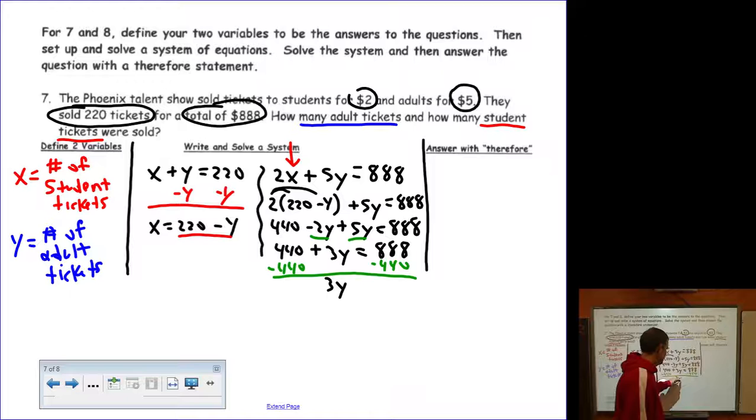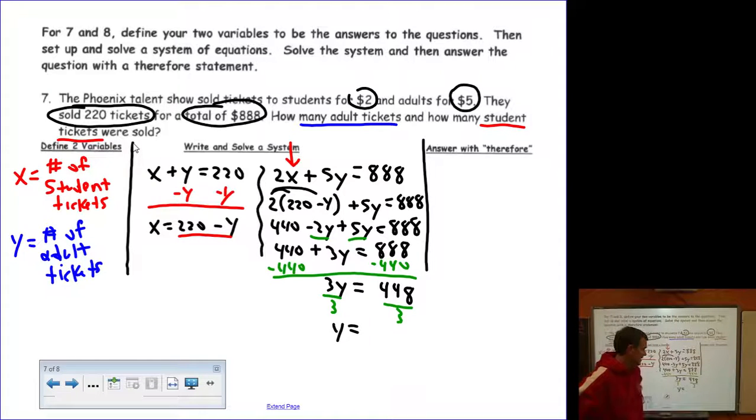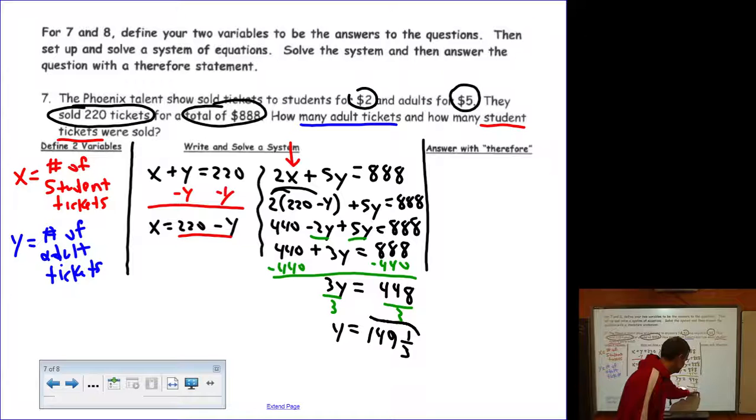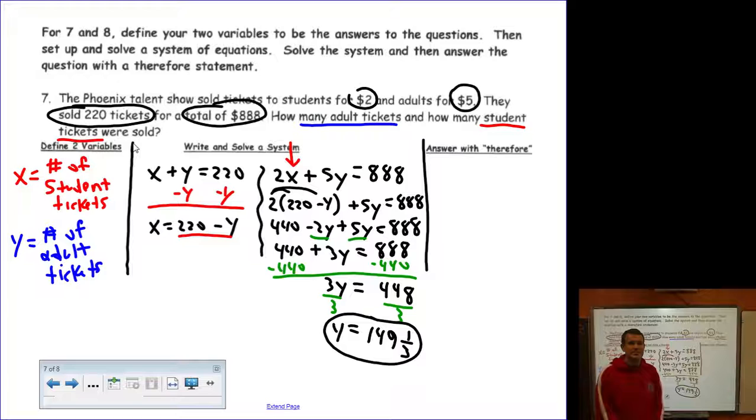That gives me 3y equals, that'd be 8 and 4 and 4. And I would finish it off by dividing by 3. And I would get y equals, and this is where it turns out unfortunate. You know, 3 goes into 450 150 times, so this would be 149 and a third. So that means they sold 149 and a third adult tickets.